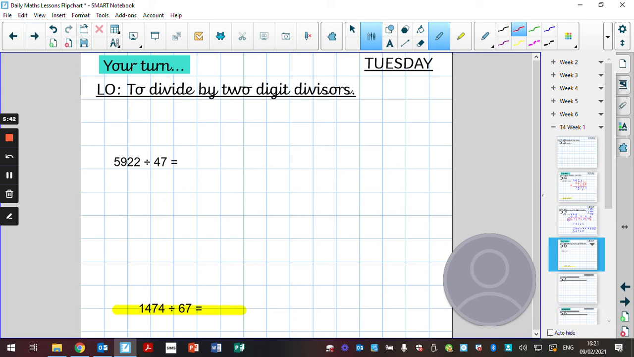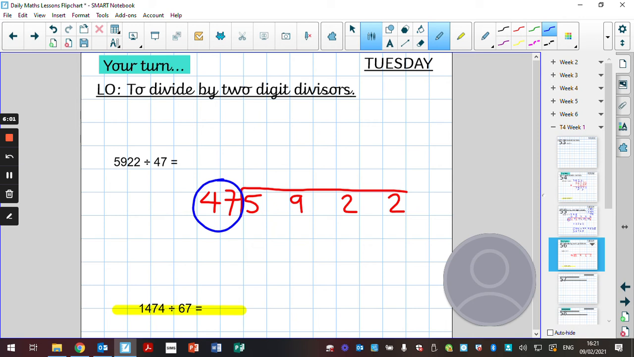Right, children, well done for having a go. So, first thing, we need to put our number in the bus stop, remembering to leave a gap between each one if we need to exchange, and our divisor goes on the outside. Now again, we keep the 47 together. I just like to circle it to remind myself, and then we work out how many 47s go into 5.